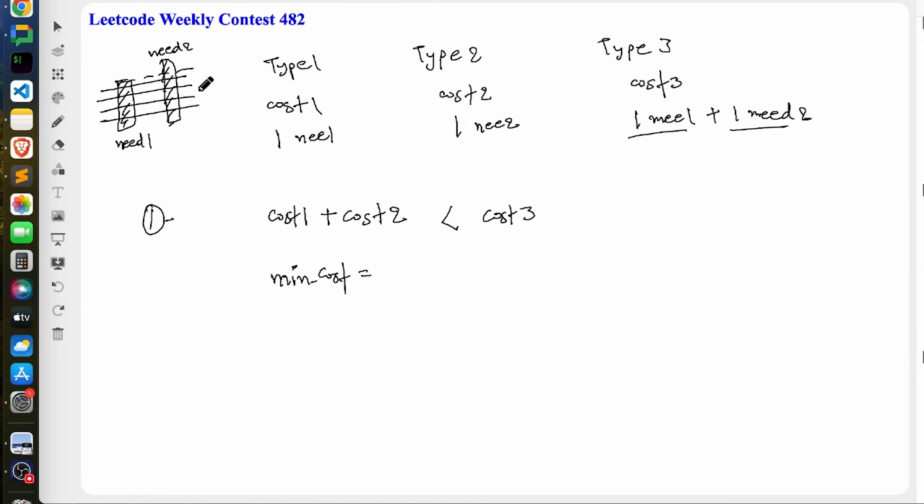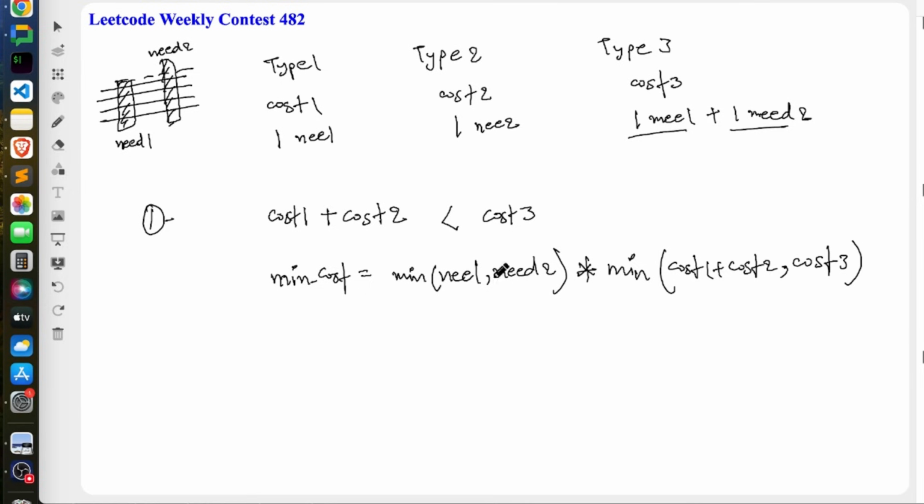So your total minimum cost is nothing but the minimum of need 1 comma need 2, into, for the common values, the minimum of cost 1 plus cost 2 comma cost 3, because for the minimum of need 1 and need 2 you must have both need 1 and need 2. So minimum of these two into minimum of cost 1 plus cost 2 or cost 3. This will fulfill your common values.